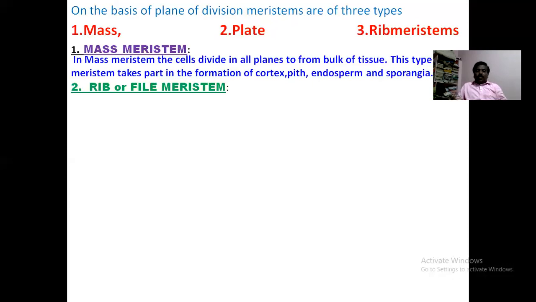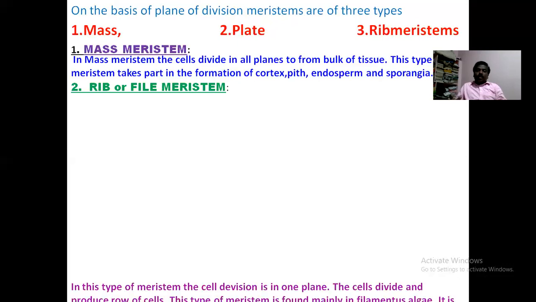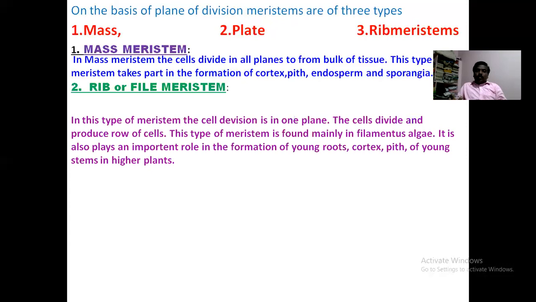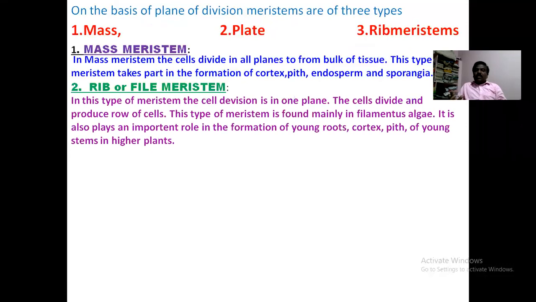Next one, rib or file meristem. The second one is rib or file meristem. In this type of meristem, the cell division is in one plane. The cells divide and produce rows of cells. This type of meristem is found mainly in filamentous algae.